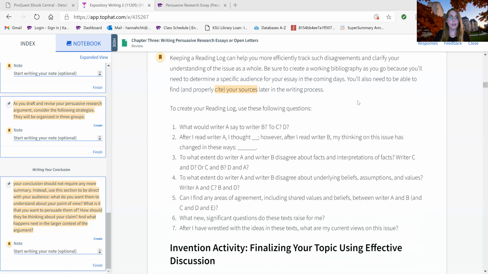If we look at number 3, to what extent do writer A and writer B disagree about facts and interpretations of facts? So do they present an article on the same issue, however, do they present very different information? That's a sign of disagreement and something you may want to look at as far as credibility. Which one is more credible? Do they have different stances on the same issue? Would one better support your resistant audience's stance, and would one support your stance?